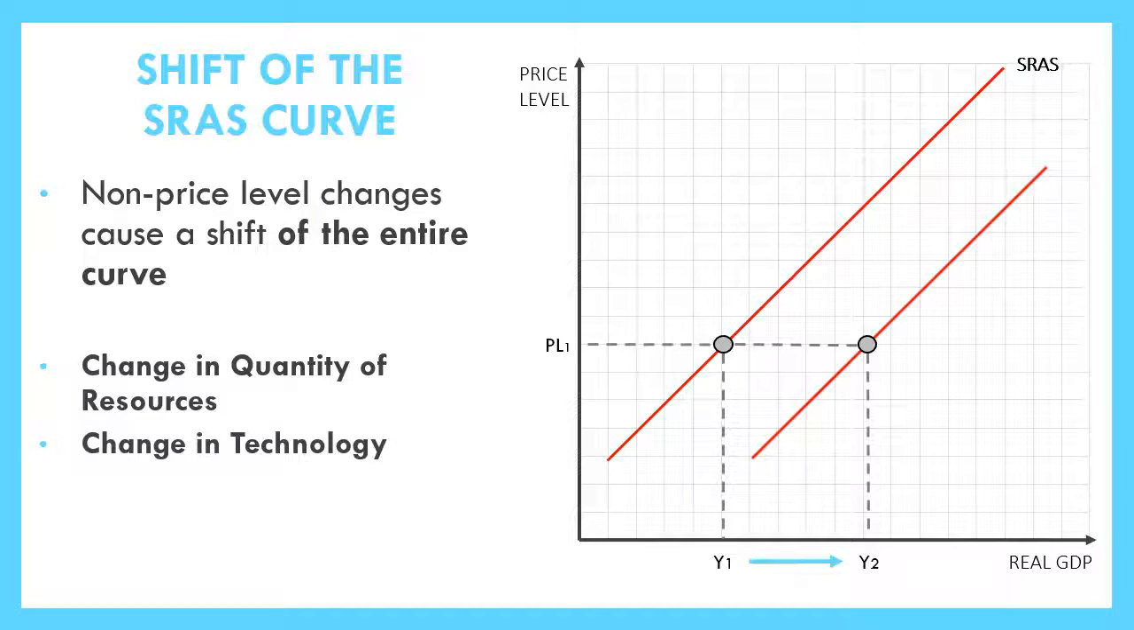The two things that we're going to say are a change in the quantity of resources and a change in technology. Both of those are things we've been able to observe over time: as we have more resources available to us, obviously we can produce more. Change in technology allows us to be more efficient and more productive. And so therefore those cause a shift of the entire short-run aggregate supply curve.